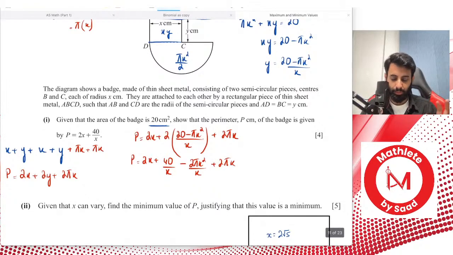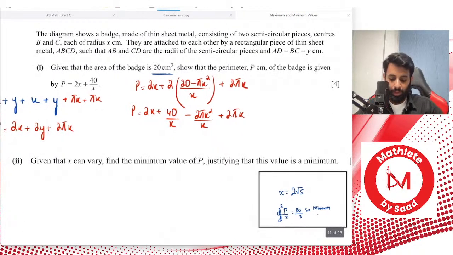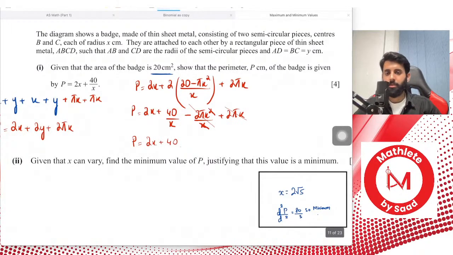Now this is where everything magically comes together, and this is perhaps the most satisfying moment of questions like these. So the x from the denominator and the x squared gets cancelled out. So now we have minus 2 pi x. If you look at this, we have minus 2 pi x plus 2 pi x. So that means this gets cancelled out with this. And now we have the perimeter, which is indeed equal to 2x plus 40 upon x. And there you go. That's it.